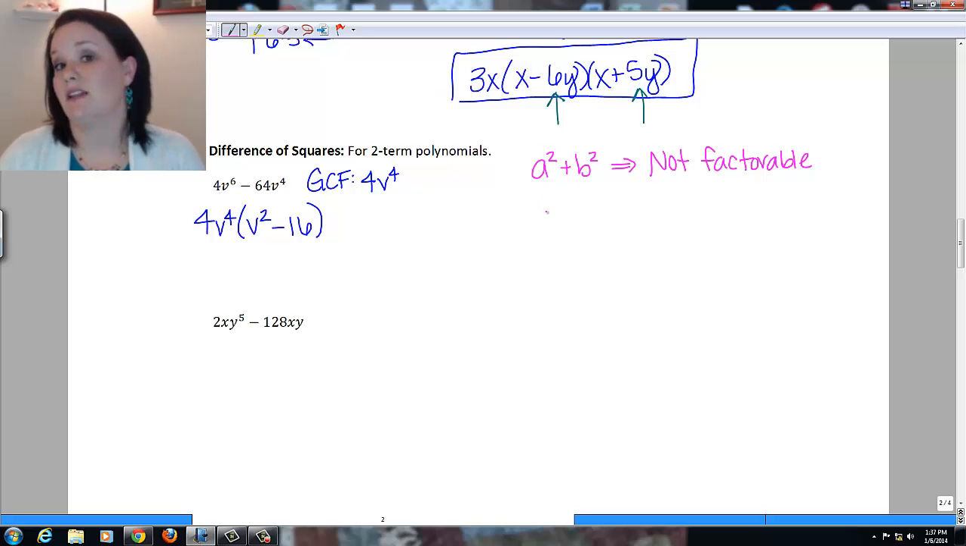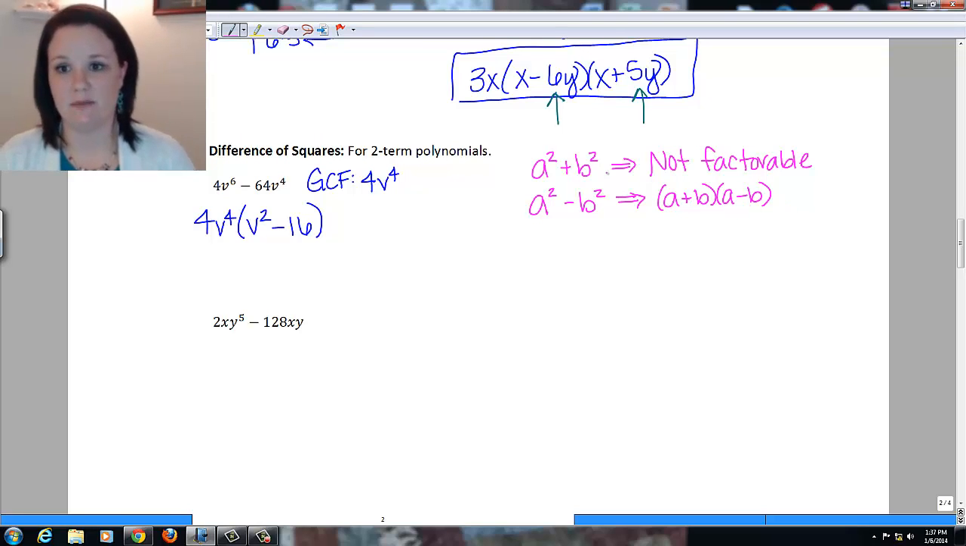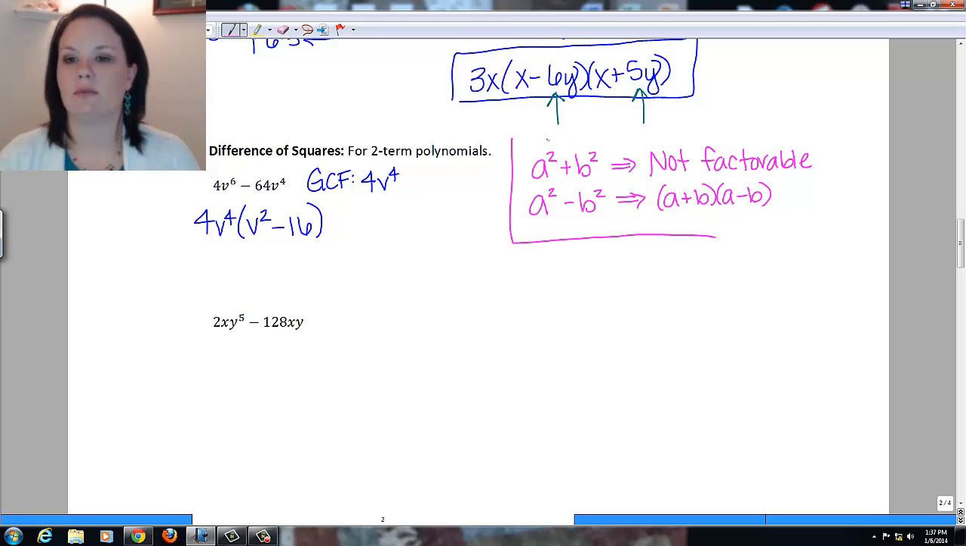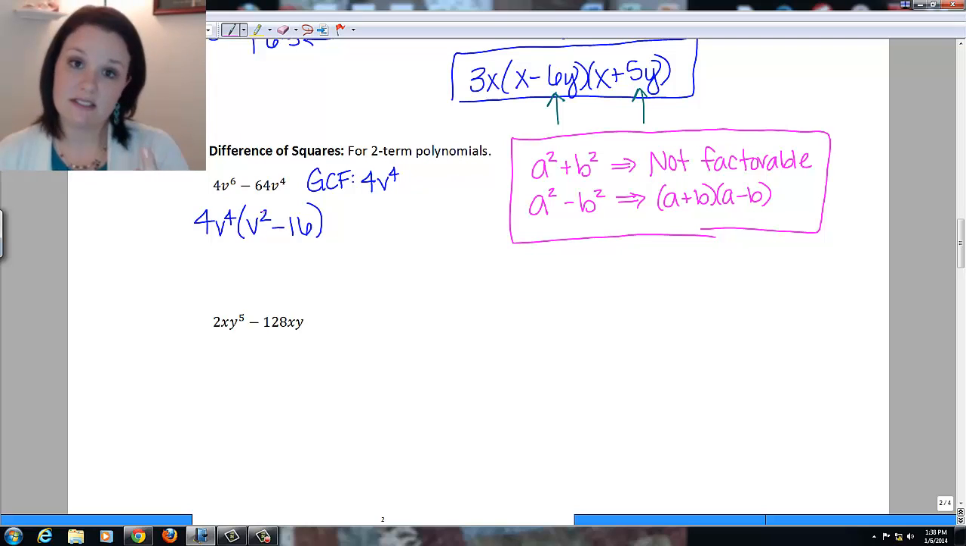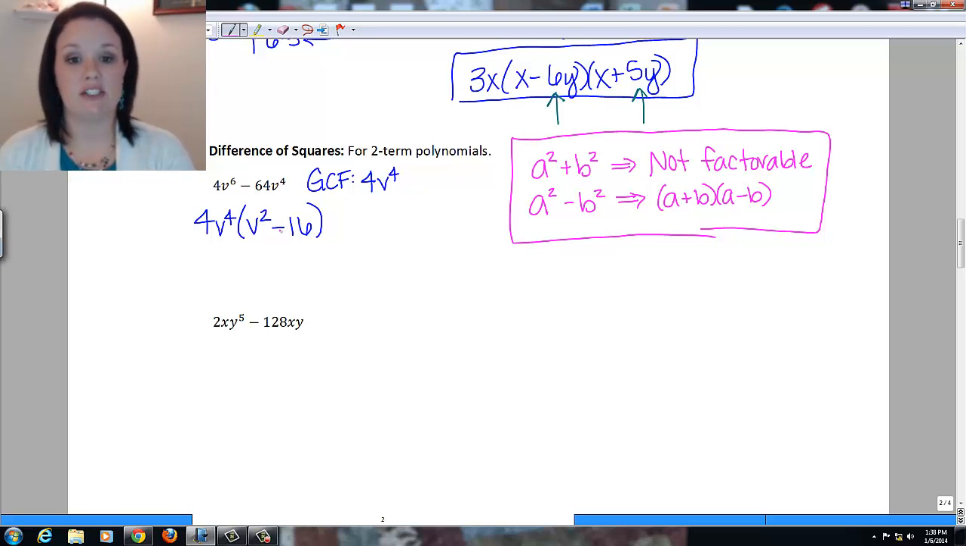Now, ours is not a sum, ours is a difference or a subtraction. So a squared minus b squared always factors into a plus b times a minus b. So the first base that's being squared plus or minus the second base that's being squared. Okay, so these are our formulas. This is something that would not be given to you on a test. You definitely need to remember that. So now all I need to know is, do I have a sum or a difference? If I have a sum, I'm done. If I have a difference, I can keep going. So notice I have a subtraction, so I have a difference.